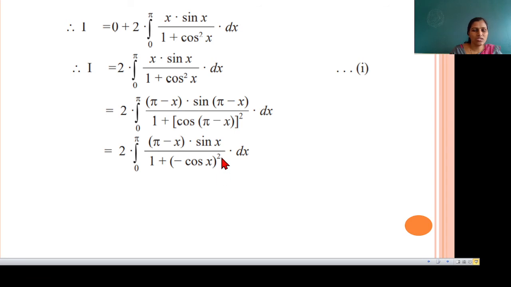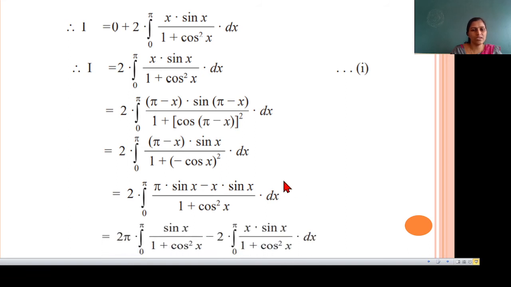So minus cos x bracket square term remains here, and in the next step 2 remains as it is, integral remains as it is. We multiply this sin x to this bracket. We get pi into sin x minus x into sin x divided by 1 plus cos square x into dx. Now we will separate this integral into two values. First value is 2 pi sin x divided by 1 plus cos square x, and the second value is 2 into minus x sin x divided by 1 plus cos square x into dx.